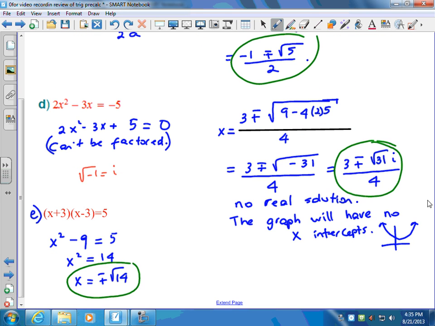For this one, we must distribute the left-hand side. And that's one of the famous identities, right? a plus b times a minus b. This is a good identity to know. That's the difference of two squares, right? a squared minus b squared. If you didn't remember that, of course, you could FOIL it, but you will get x squared minus 9 equals 5. Since the x term is missing, you could solve this simply by putting the constants on the right-hand side. So x squared is 14. Therefore, x is plus or minus the square root of 14.